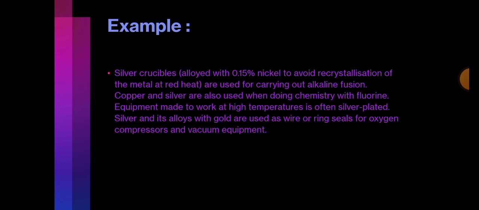Copper and silver are also used when doing chemistry with fluorine. Equipment made to work at high temperature is often silver plated. Silver and its alloy with gold are used as wire or ring seals for oxygen compressors and vacuum equipment.